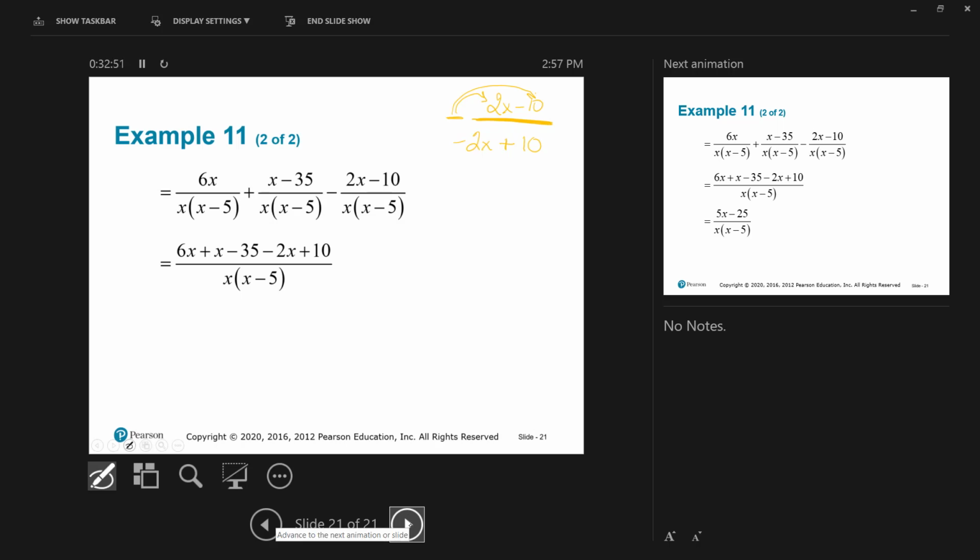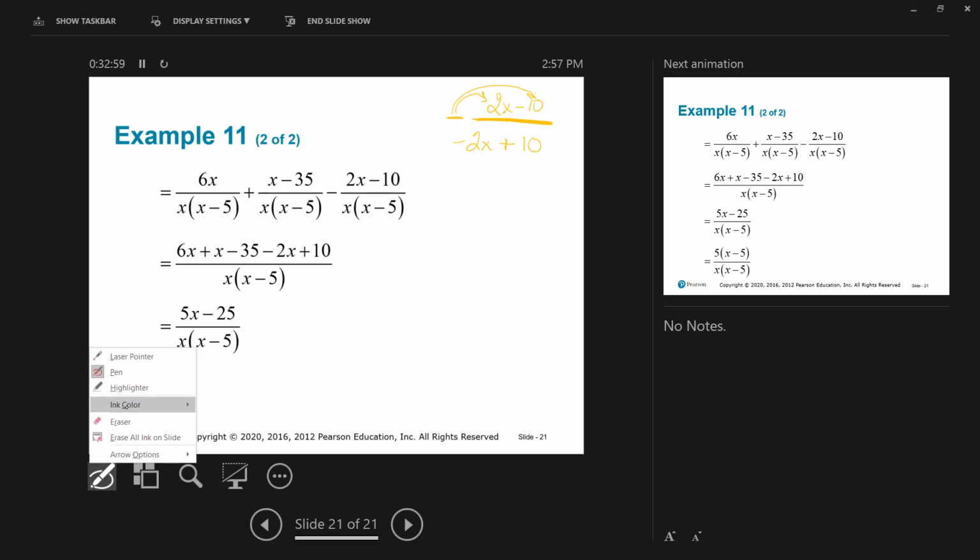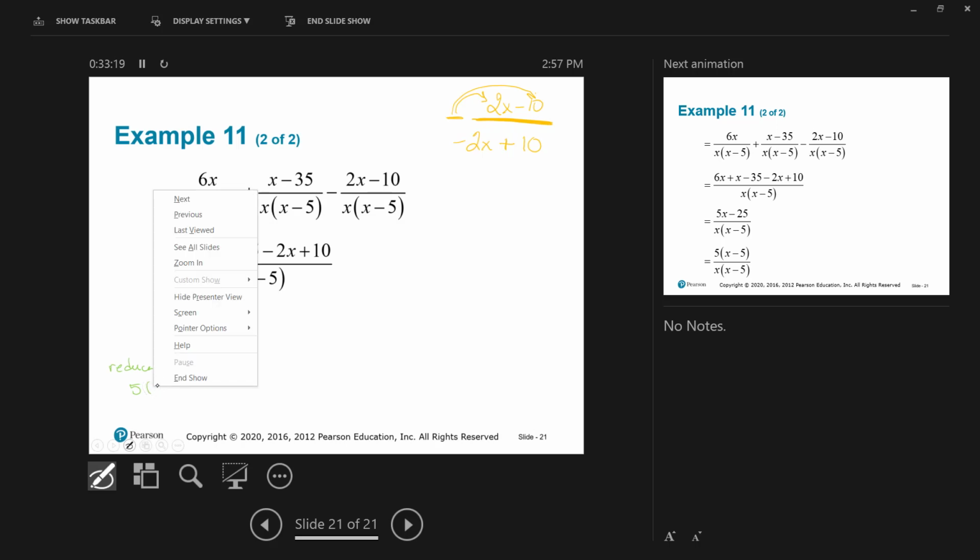Now we can add things together, can't we? And boy, that simplified to something very nice, didn't it? Okay, so we were able to add and subtract because they actually gave us both to do here. And the last thing is to see if we can reduce. And in order to reduce, we have to see if we can do what? Yep, I know you're getting tired of hearing me say the word factor, but we're going to have to factor. Now, can we factor that numerator? Because the denominator is already factored.